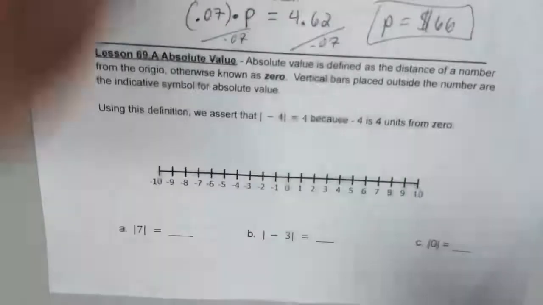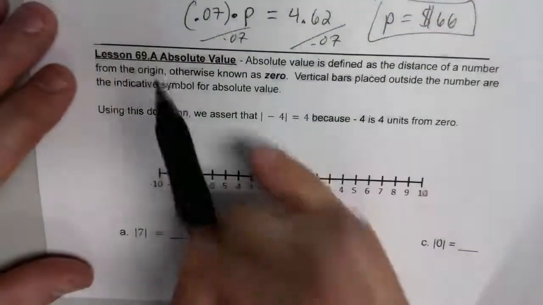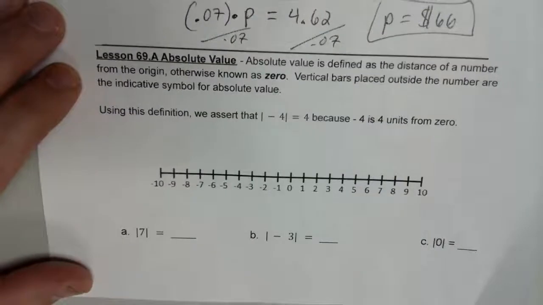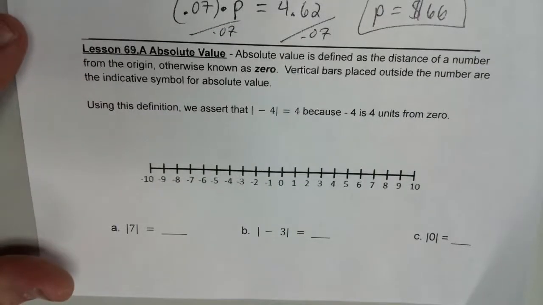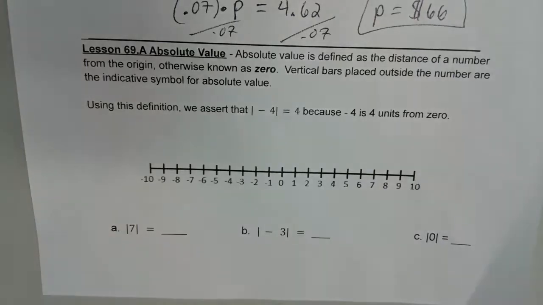All right, percent. So I might have to do some more percent talk on Thursday, but that'll be all right. Another part of lesson 69 is absolute value. Has anybody learned about absolute value before today? Absolute value is defined as the distance a number is from 0.